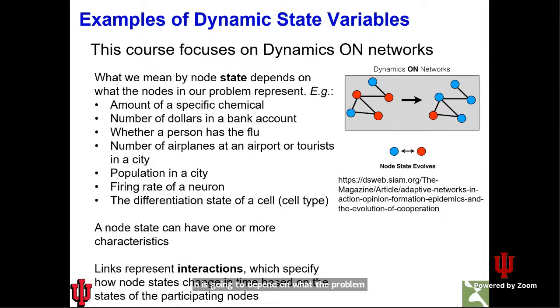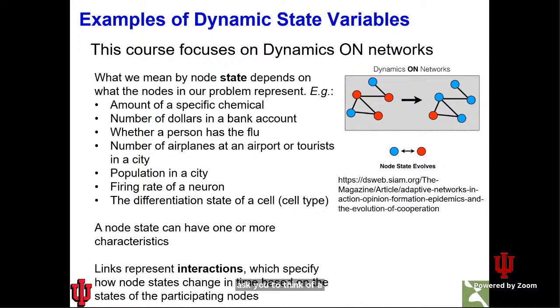So it could be the amount of chemical, like ATP, retinoic acid, fibroblast growth factor. It could be the number of dollars in a bank account. It could be a state question, whether a person has the flu or not, number of airplanes in a city at a given time, population of the city, how fast the neuron is firing, differentiation status of a cell.